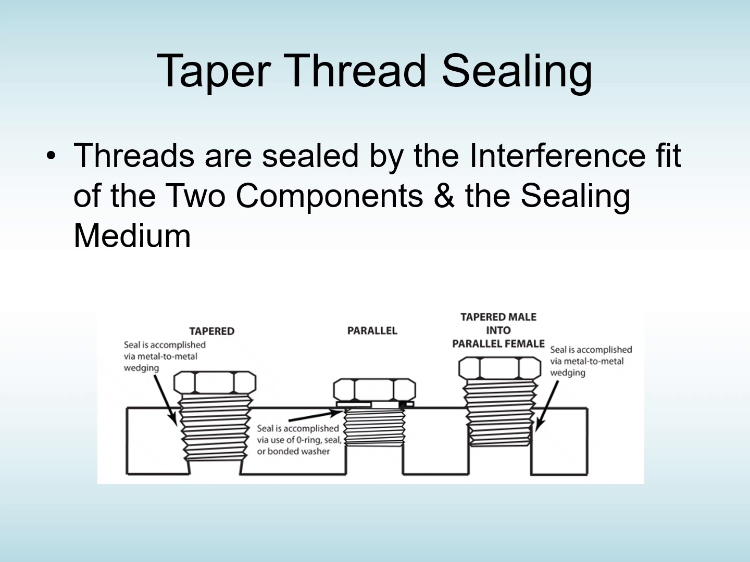So, looking at taper thread sealing, the threads are sealed by the interference fit of the two components and the sealing medium. So if you look here, it's the interference fit there that does the sealing, whereas on the parallel one, it doesn't seal on the threads, it seals on the O-ring or bonded washer there. And there you can see a tapered male into a parallel female. Not a good idea.